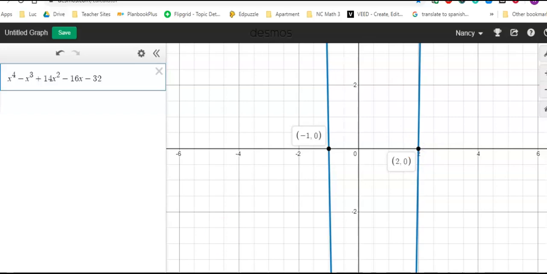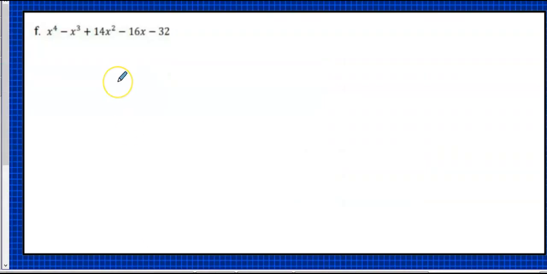So what I can do then is I can go over here and use synthetic division. I haven't been given those roots, but I can go to Desmos and find them. So I saw that there was one at -1, 0, and one at 2, 0. So what I can do is use synthetic division and divide both of these into what I get. And let me show you what I'm talking about.